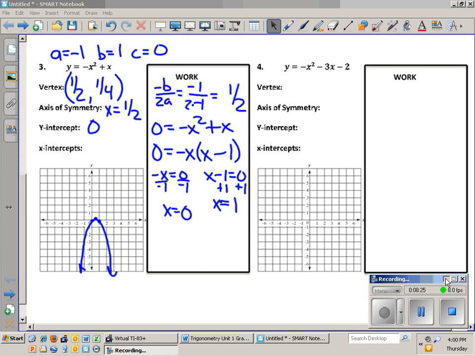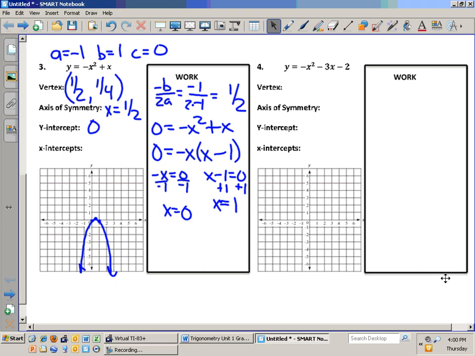Okay, and for our final one, same process. You can see it goes down. I'm going to list it off. A is equal to -1, B is equal to -3, and C is equal to -2.